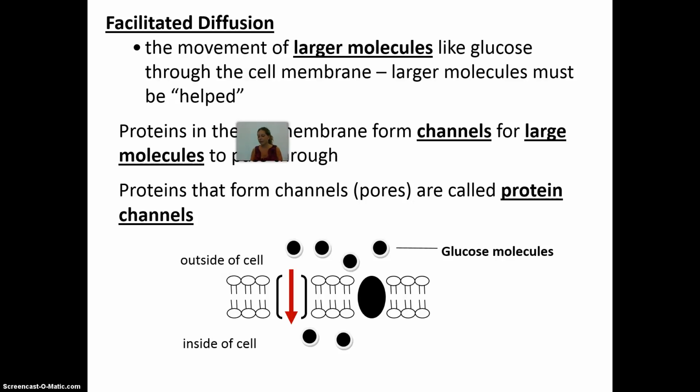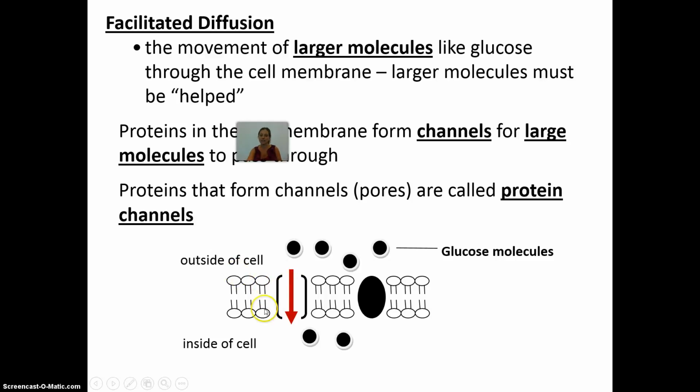And then the last type of passive transport is facilitated diffusion. So again, molecules traveling from high to low, but they just need a little bit of help. They don't need any energy, they just need a little bit of help. To facilitate something means to sort of help something along. So this is diffusion, but it is the movement of larger molecules like glucose that have to be helped through the cell membrane. So they do that through the use of proteins.